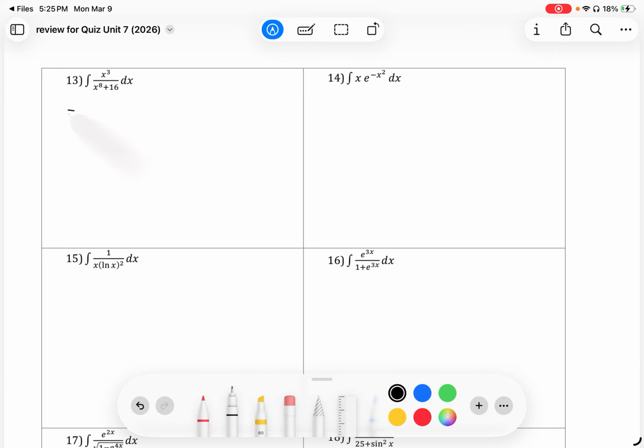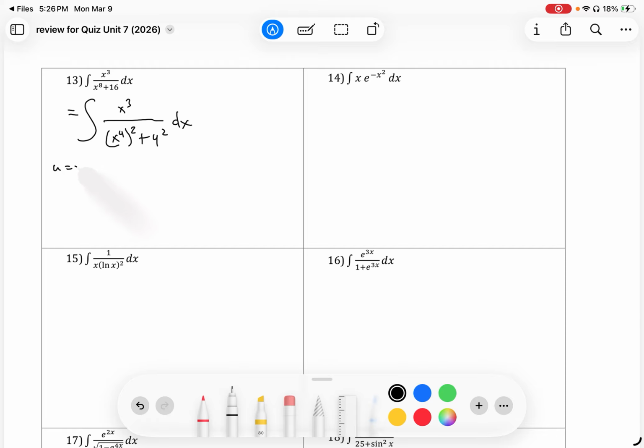So I could let this be the antiderivative of x cubed over x to the 4th squared plus 4 squared. Okay, that looks more like something that's going to work because the derivative of x to the 4th is x cubed, and then I have something over something squared plus something squared, which looks a lot like arctangent.